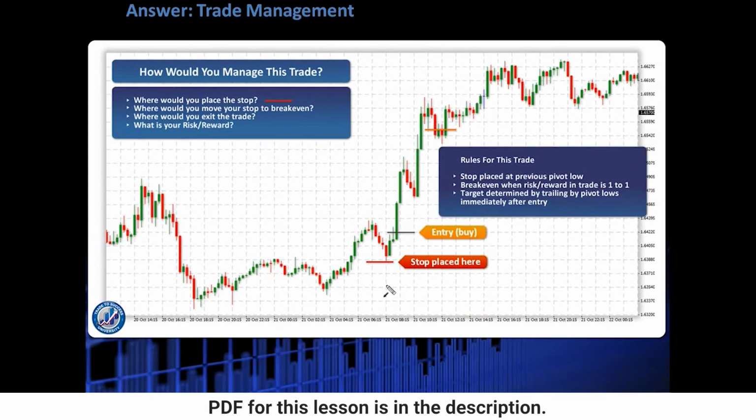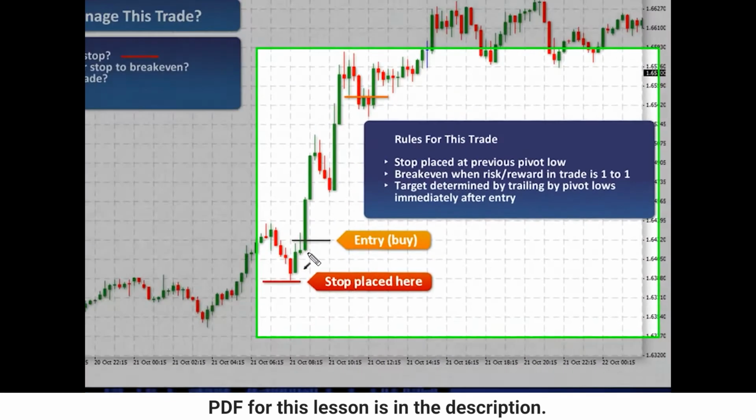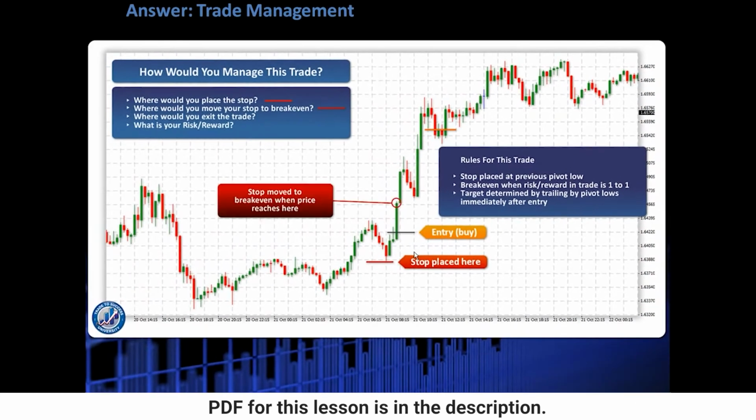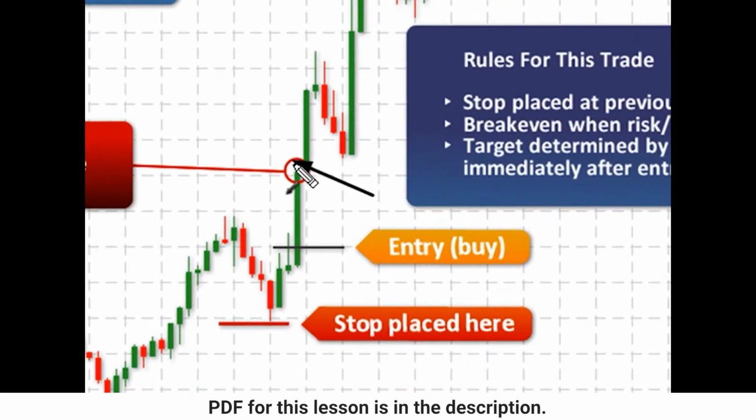So what about our break even? Well, when we're looking for a 1-to-1 risk reward, we are simply looking at the distance between the entry and the stop, and we want the exact same distance going into profit in order for us to break even. So our stop will be moved to break even when the price reaches the place shown. So when price actually reaches right here, we will move our stop from this point right here up to this point here.